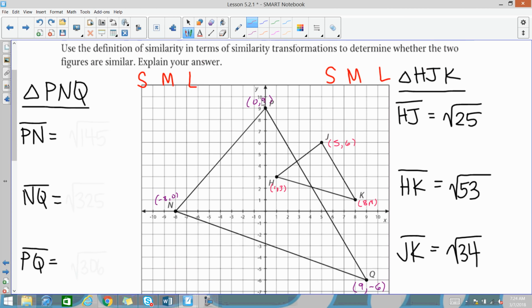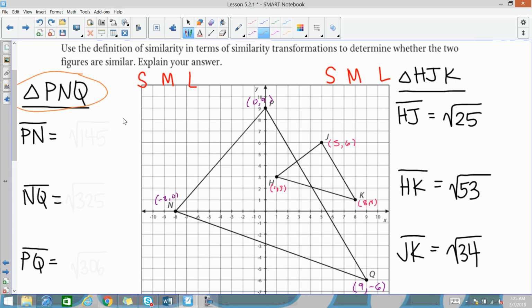Now, I've given you triangle HJK. I've given you all their lengths. That's the small guy. I want you to find the lengths of triangle PNQ. Now notice what I've already done here to save some time. What you want to do is always find your coordinates first and then use your distance formula. So I want you to try to find the 3 side lengths of triangle PNQ, and then we'll determine whether these 2 triangles are in fact similar by setting up a scale factor. So pause it and then play it when you've finished.